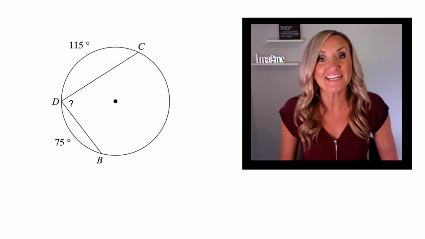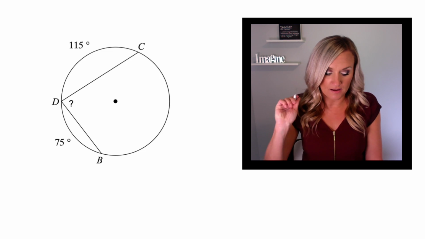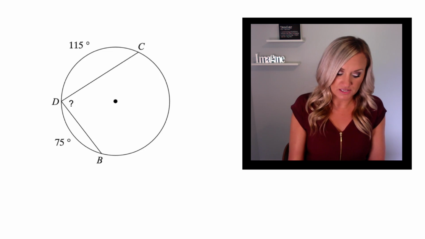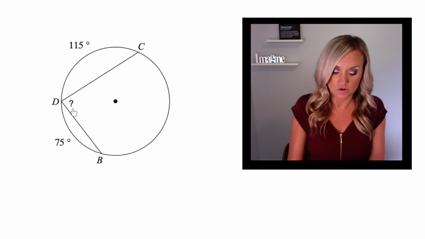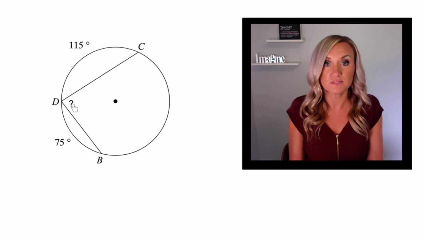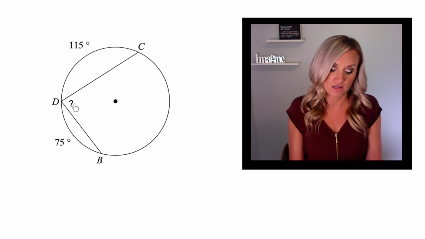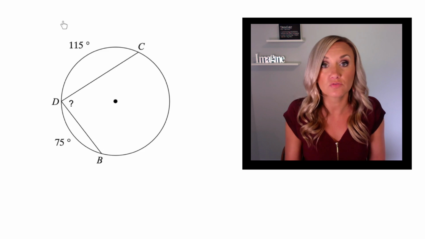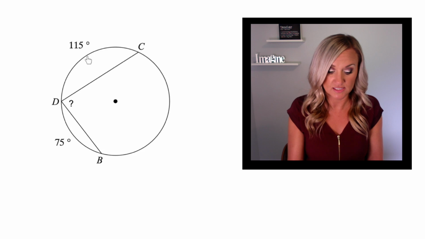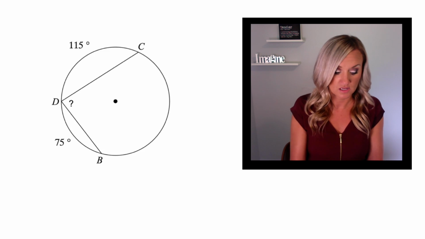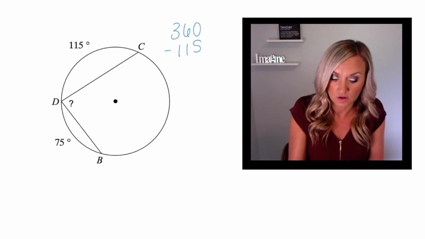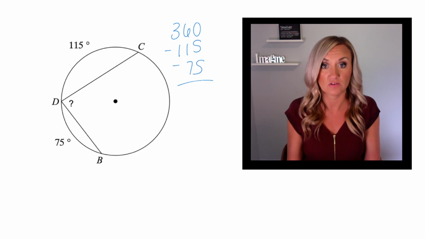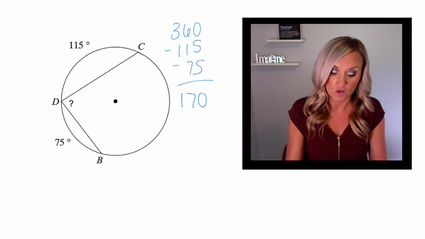Okay, here is example number 3. Our intercepted arc right here, we do not know, nor do we know this inscribed angle. Okay, so what do we do next? Well, let's look at the full circle. We know that a full circle is 360, and they give us these two pieces. So if we start with 360 and we subtract the 115 and subtract the 75, right? That gives us 170, which is this arc right here.